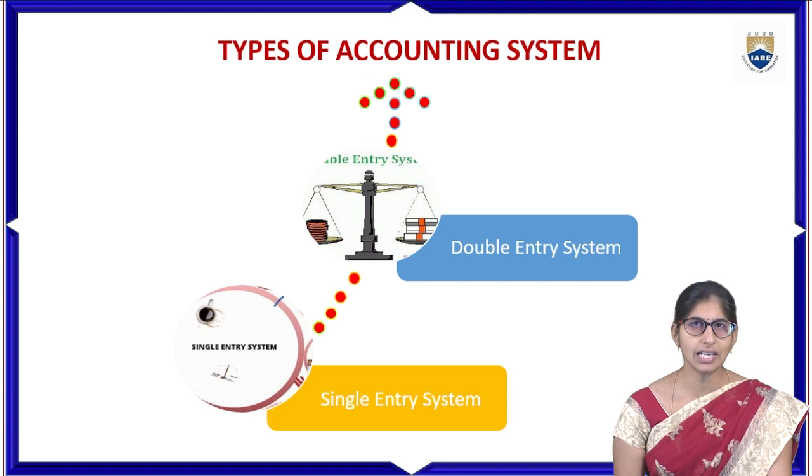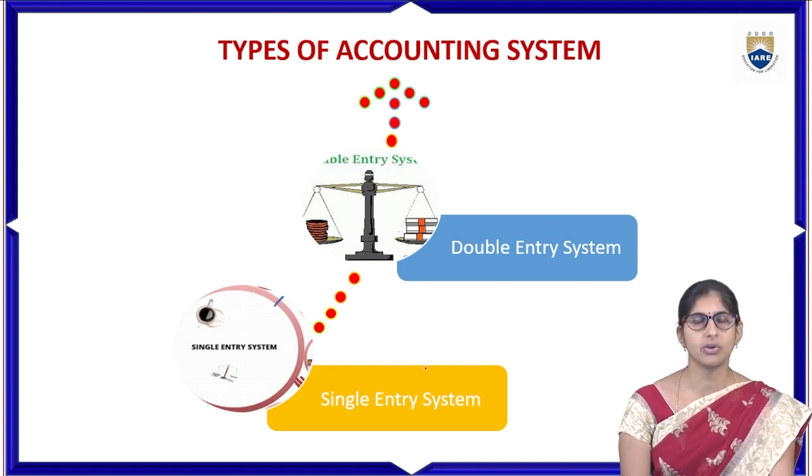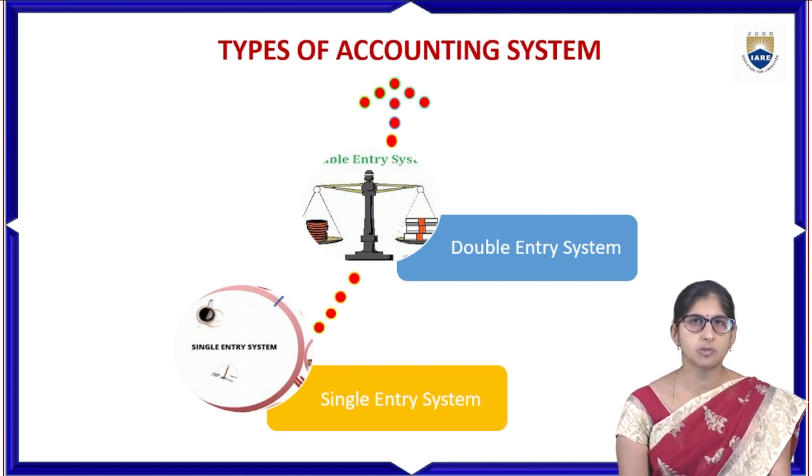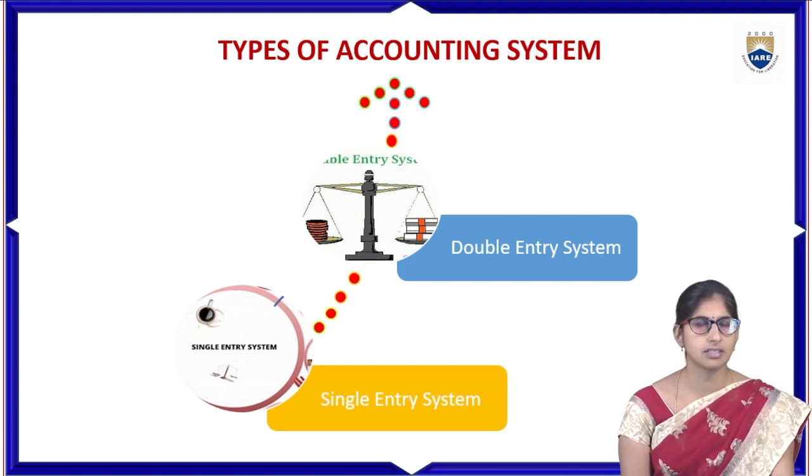In this single entry system, we used to have a transaction with only one aspect in the accounting system. Due to this single entry system, we are not able to find out the exact profit or loss or the financial status of the business. That's the reason in the modern era, we have got the double entry system.